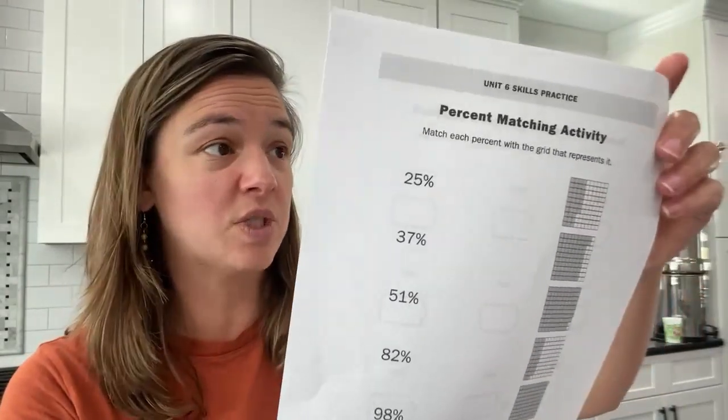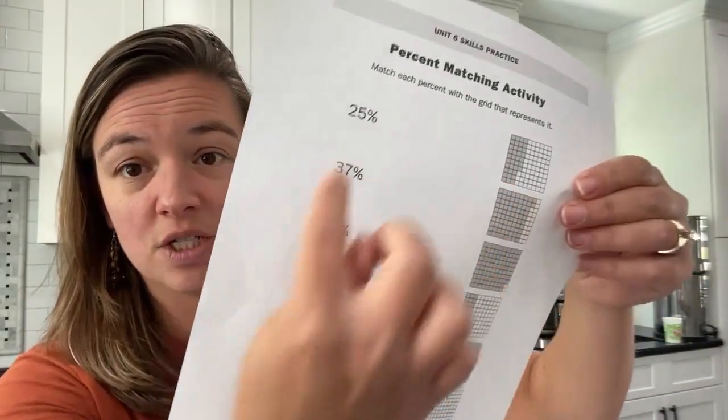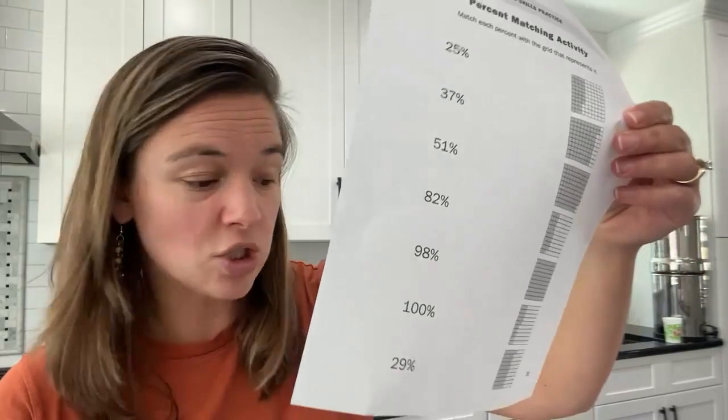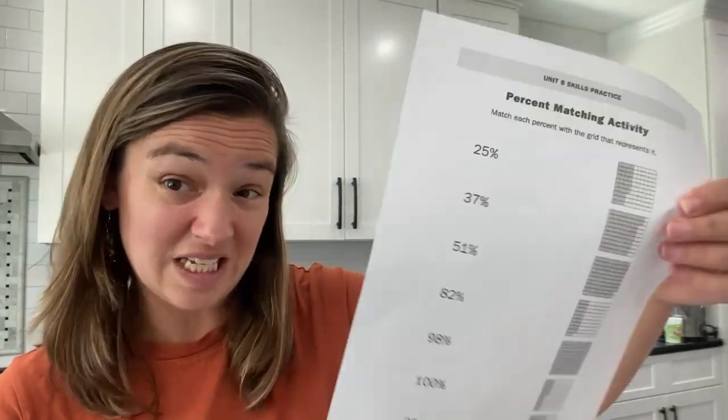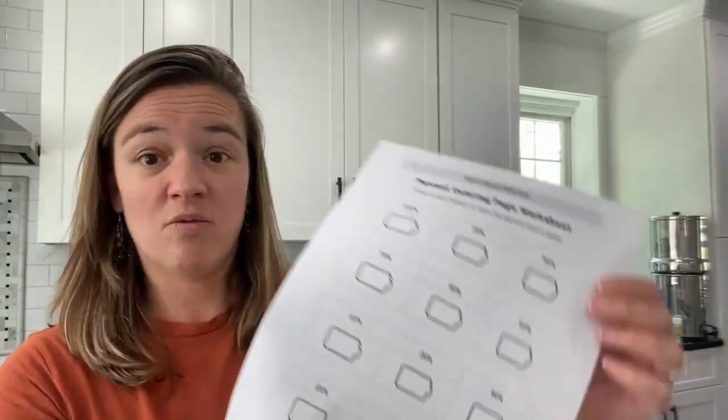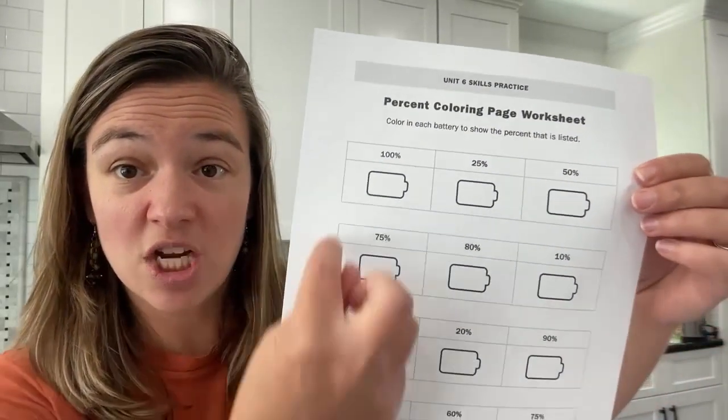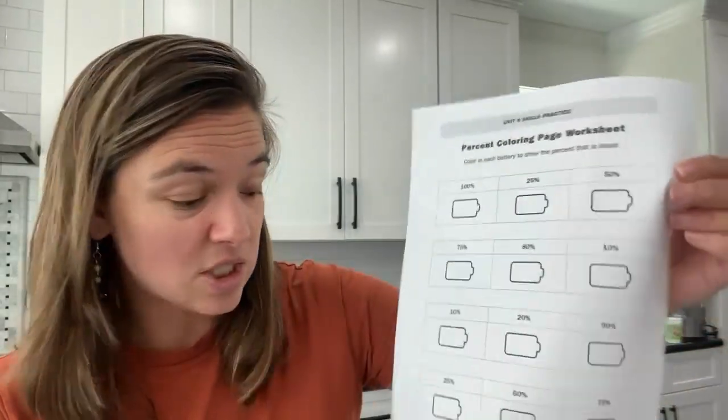All right, so for percents, we have on the Book Extras website some fun activities like this. This is sort of percent awareness, where they have to match the shaded grid to the correct percent. Just really making sure kids understand what a percent is and what it looks like, that visual representation. We have worksheets like this where they need to shade in to show the percent, just getting them really familiar with those benchmark percents.